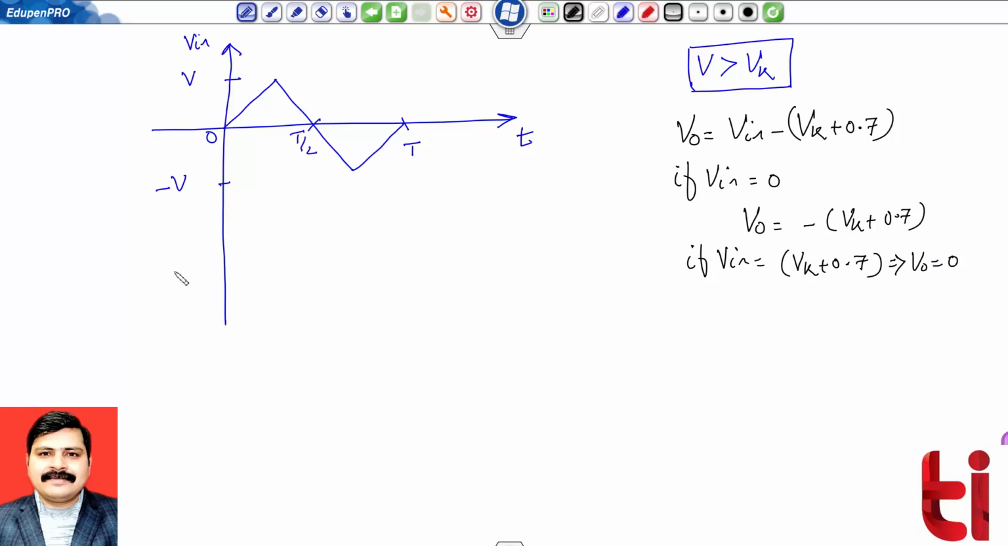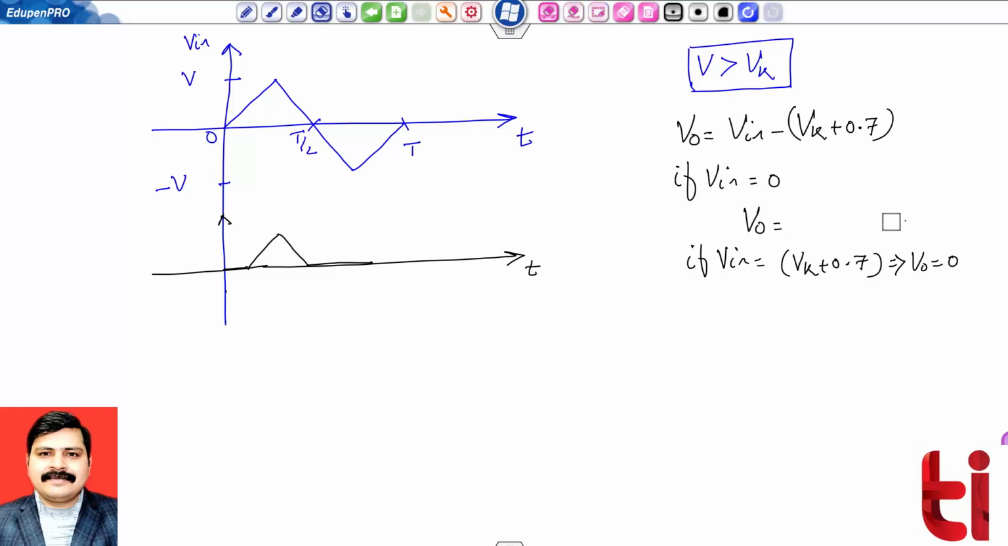So I can take my output waveform clearly. When V in equals 0, output V naught will also be 0, because we have seen in the previous case. Okay, so let me correct the things. My output V naught will be equal to 0 volts because it is open circuit, and this output V naught for the entire negative half cycle will be off.